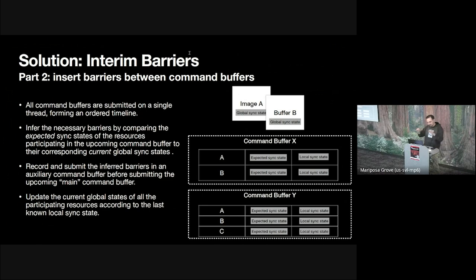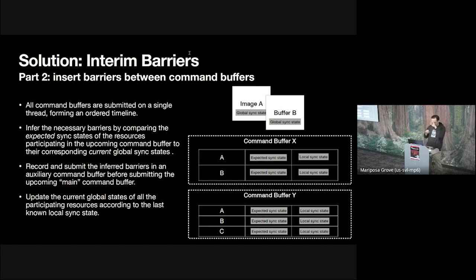In NiceGraph, all command buffers are supposed to be submitted on a single thread. They form a nice ordered timeline of things happening. And so as we go through the command buffers that we are to submit, we look at the upcoming command buffer. We look at all the resources participating in it, take their expected synchronization states, and compare them to their corresponding global synchronization states. As a result of that comparison, it is fairly easy to derive the necessary memory barriers to keep the overall command stream well synchronized.